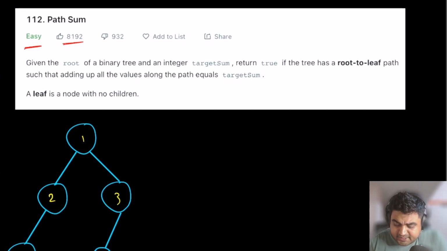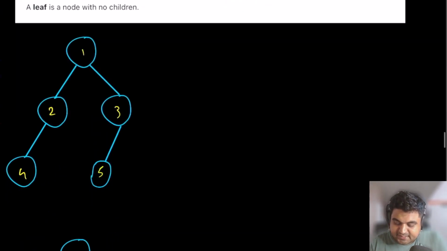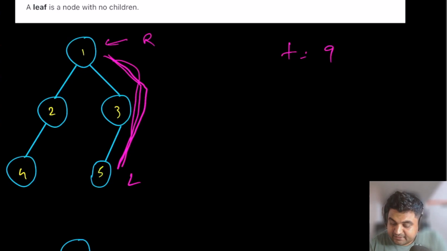If we see the problem statement, it's quite simple. We are given the root of a binary tree and we are also given an integer called target sum. Now we need to return true if the tree has a root to leaf path that sums up to the target sum. Suppose this is the input we are given and the target sum is equal to 9. Then if we do the sum of these three elements, this is the root node, this is the leaf node, the sum of this path is going to be 9. So in this case we are going to return true.